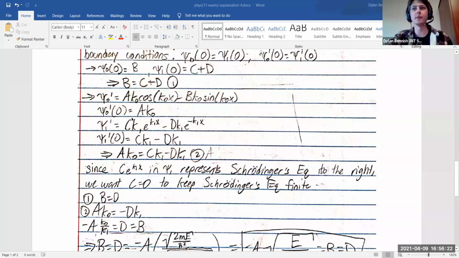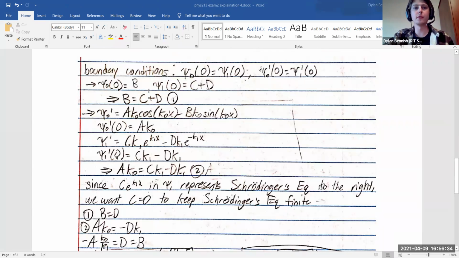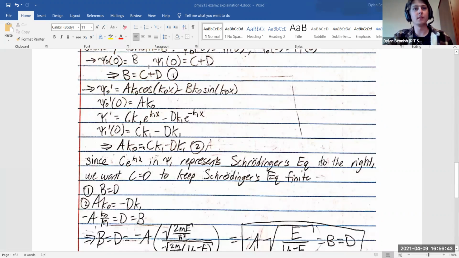And we have to do the same thing for psi 1. So the derivative of psi 1 is c k1 e to the k1x minus d k1 e to the minus k1x. And what we'll do is plug in x equals 0 again to get psi 1 prime at 0. We know that the e terms will go to 1, so it'd be ck1 minus dk1. And that gives us the second equation, because we know that the derivatives of psi naught and psi 1 have to be equal at x equals 0. So we have a k naught is equal to ck1 minus dk1.